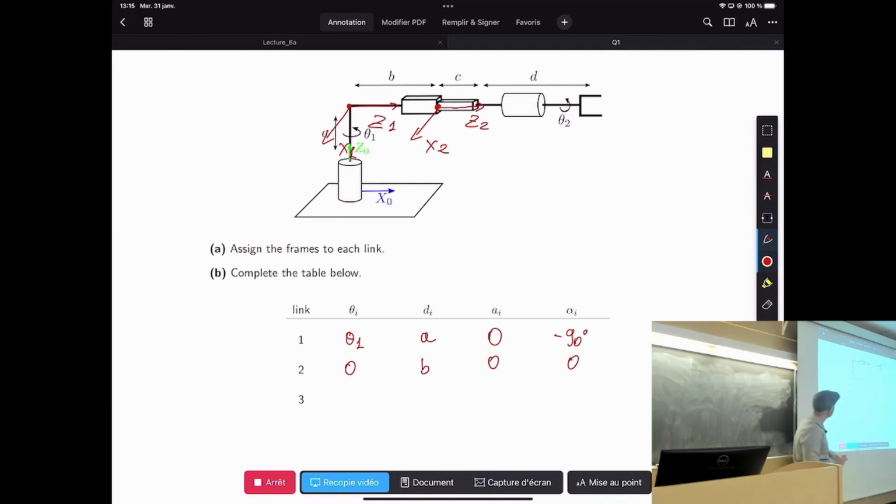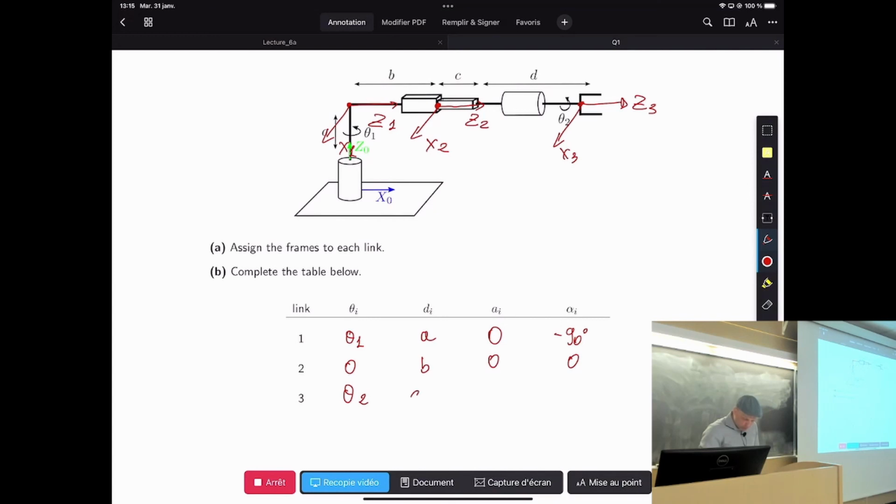And then the last frame is the one we're going to put at the tip. And you can simply translate everything. What is theta for link 3? It is the angle between the x-axis about z, that is theta 2. What is d? The distance between the axes along z, which is C plus D. A is 0, alpha is 0. All right? So if I now shift this frame, which is in the solution I posted on Brightspace, over here, what changes? C moves up, right? So C would be here. That's the only difference. Everything else remains the same.